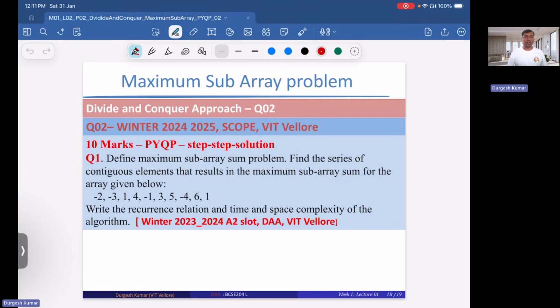I welcome you all to the second problem discussion in the maximum subarray using divide and conquer. Let us quickly get started. So today we are going to discuss question 2, which came in the winter 2024-25 exam at VIT Vellore. So the question is like this, as projected on the screen.